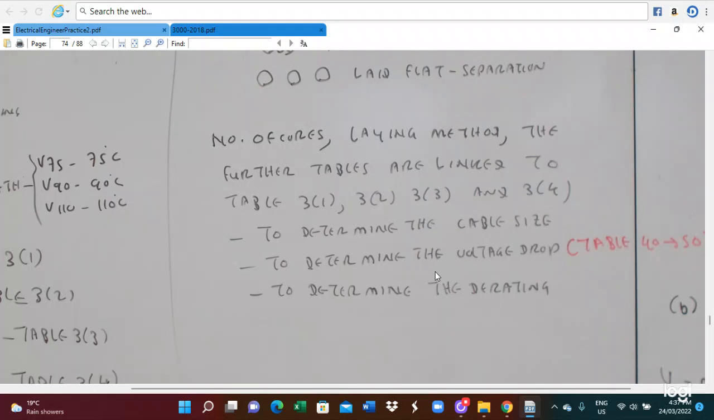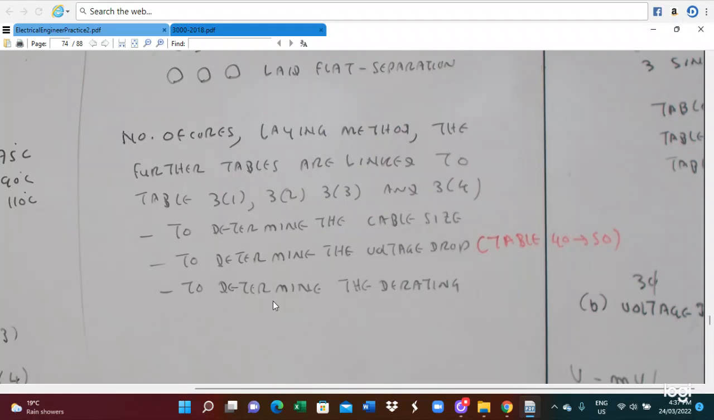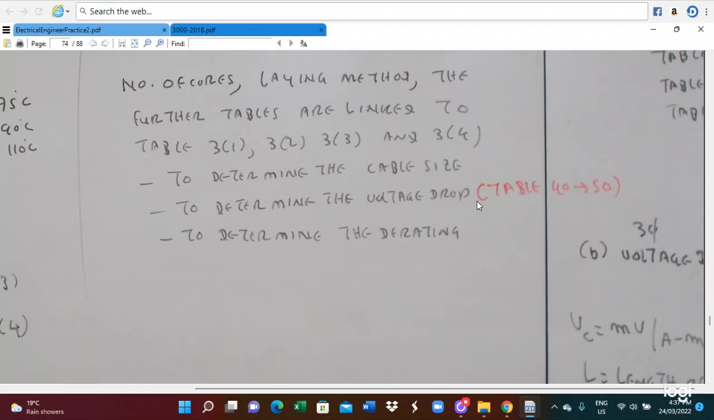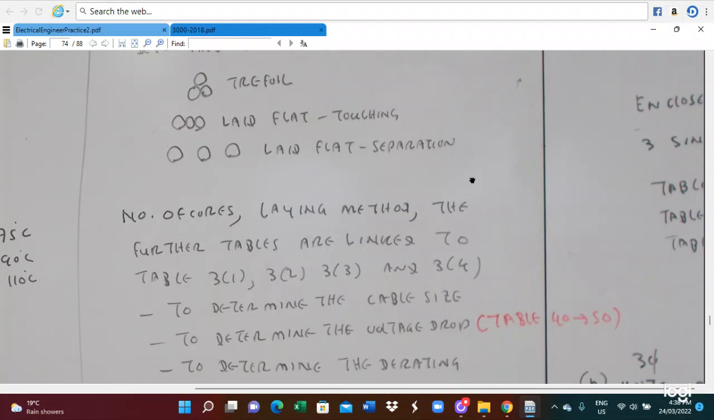We also need to calculate the cable voltage drop. In this case, we have to refer to AS 3008. Tables 40 to 50 are utilized to calculate the voltage drop, and the derating factor is also indicated by those tables. So by referring to tables 3-1, 3-2, 3-3 and 3-4, we determine the cable size. We determine the voltage drop by using tables 40 to 50, and we also have to determine the derating. This is the way we calculate.